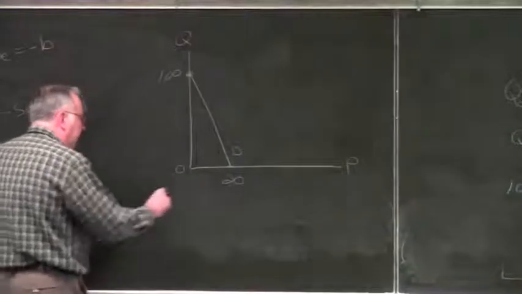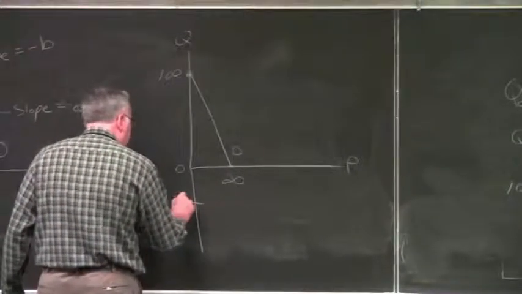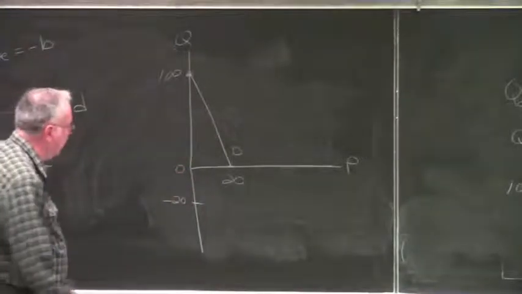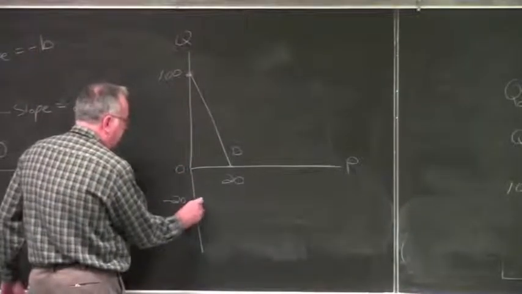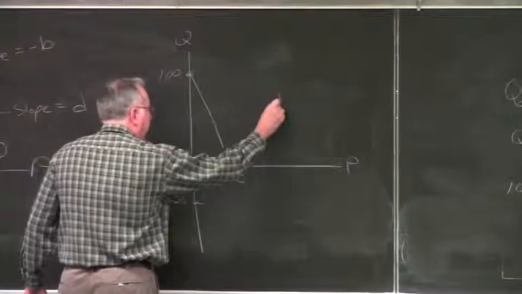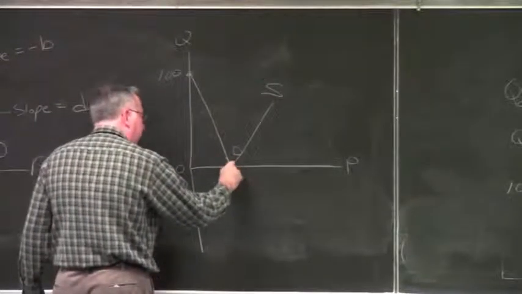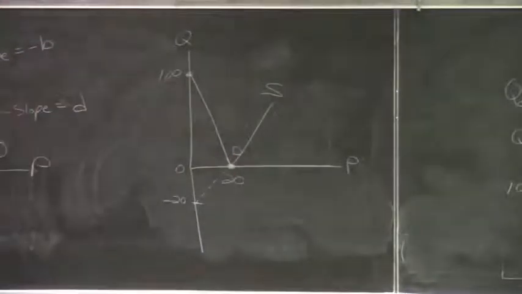What does our supply curve look like? Well, it starts at minus 20, has a slope of plus 1. So the supply curve looks like this. And it just intersects the demand curve right at this choke price of 20. So indeed, this is the right answer. In this case, the equilibrium quantity is actually 0.